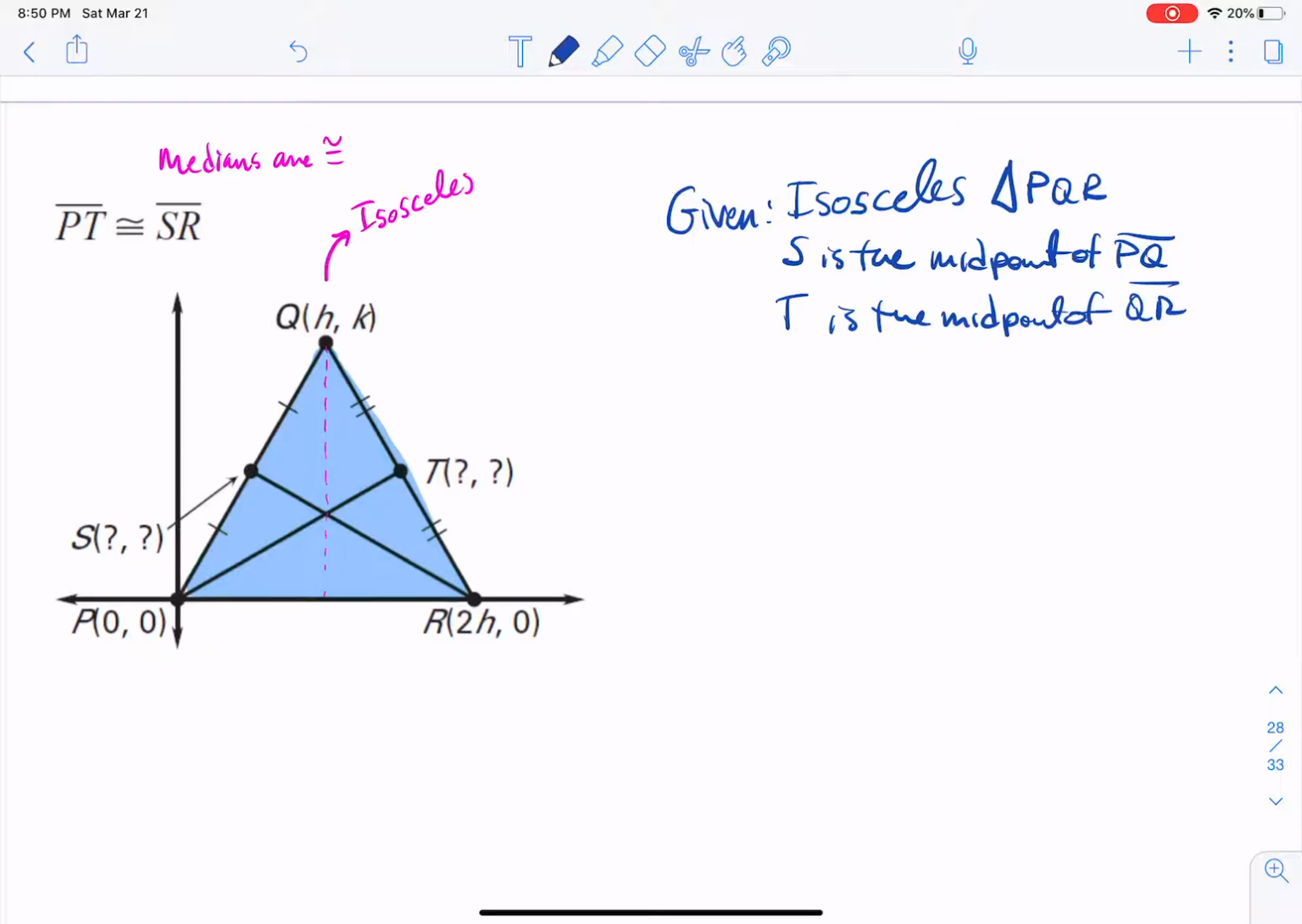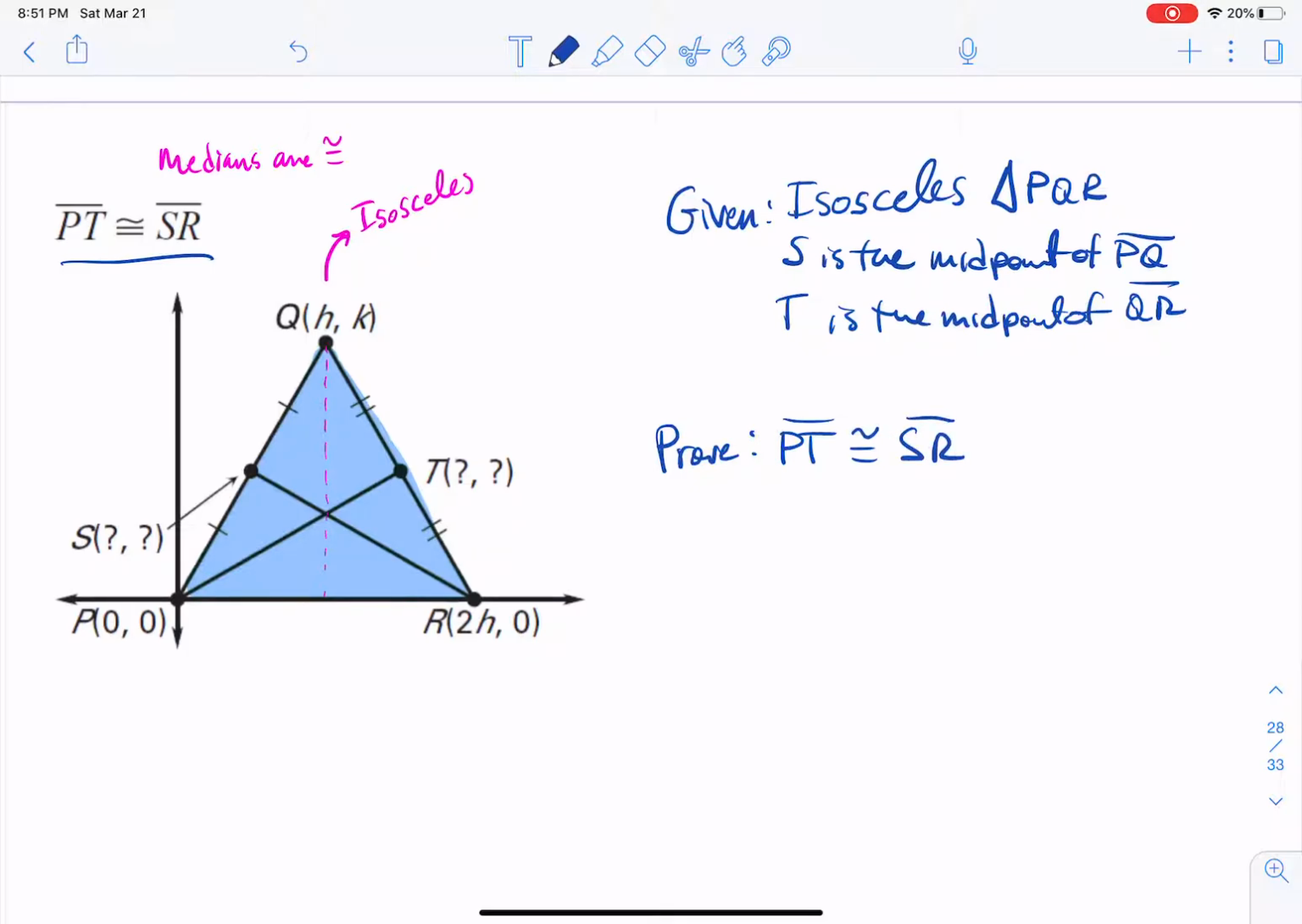All right, and notice I didn't actually assign my coordinates here. I'm going to assign those coordinates within the proof, as we'll see here. And then what I'm trying to prove is this statement that's right there. We're trying to prove that PT, that segment PT, is congruent to SR.